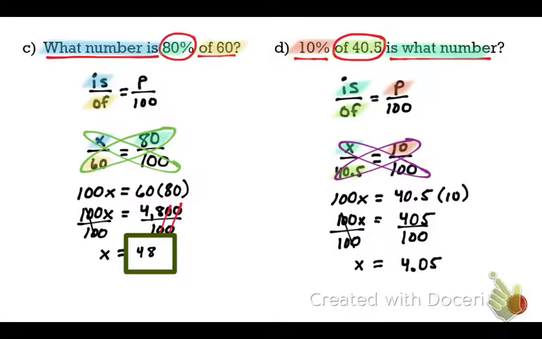Jonathan, should I put a percent sign? No, it's not asking me for a percentage. It says 10% of 40.5 is what number? So we do not want to have that percent sign there. Instead, it's just going to be 4.05.